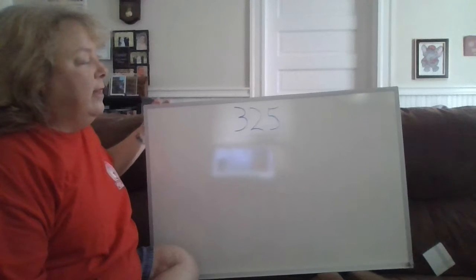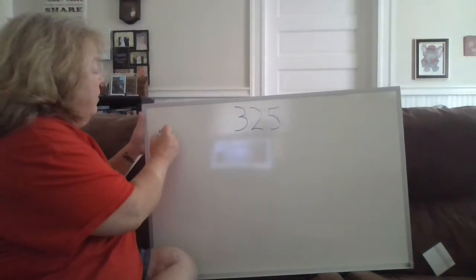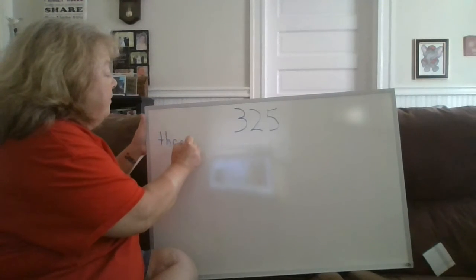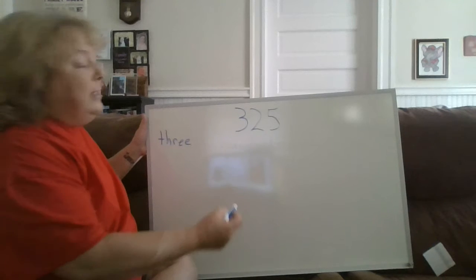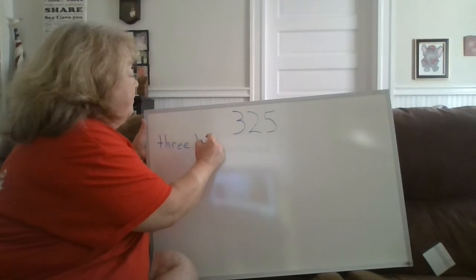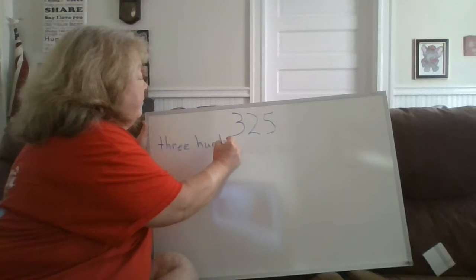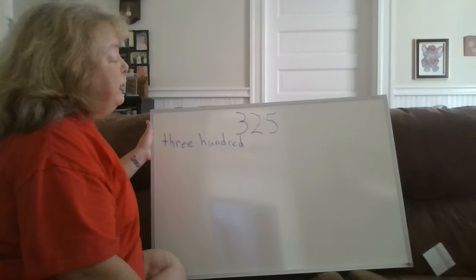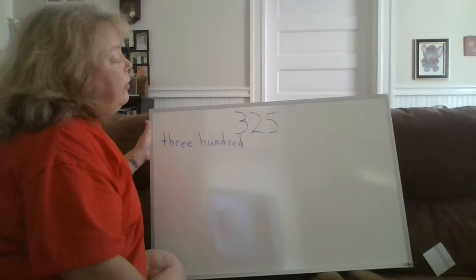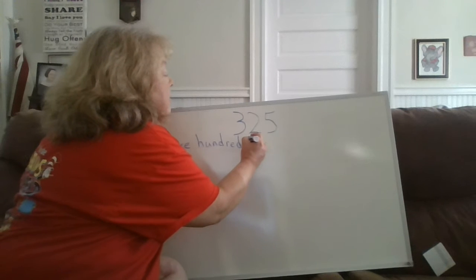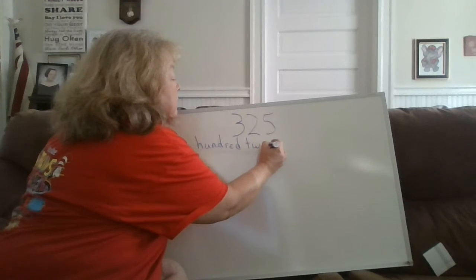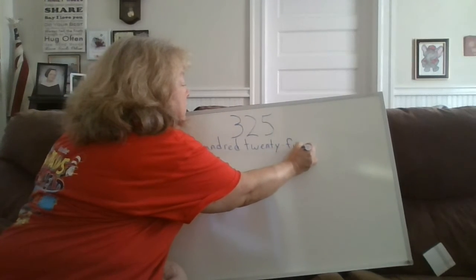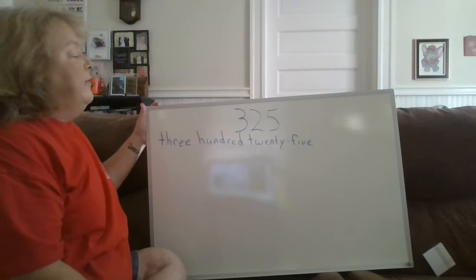One of the ways that I can think of is to write it, of course, in word form. So if I were to spell it out, I would start off with a 3, and then to let somebody know what position it's in, 100. And then I put the next two numbers together. I don't say 3, 2, 5. I would say 25. And that's my word form, 325.